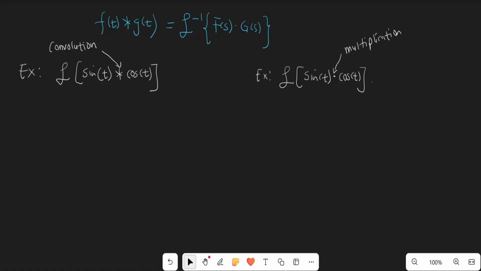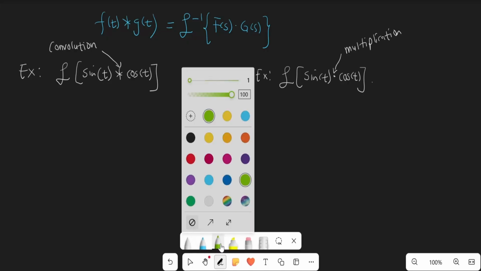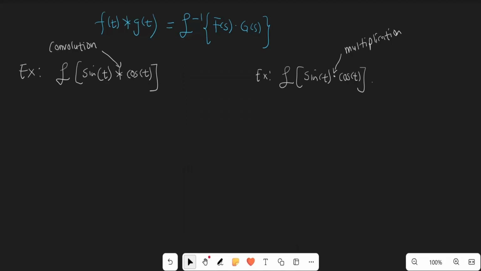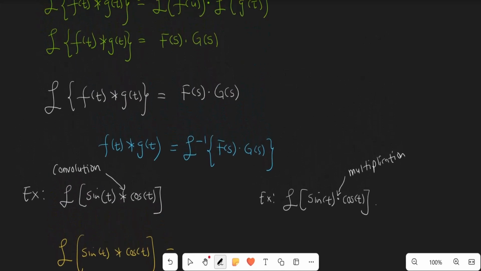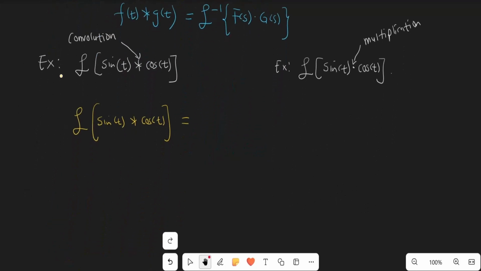Convolution. So the two are completely different, and the Laplace transforms of these two will be different. So now let me do them separately. The first one, the Laplace transform of sine of t convoluted with cosine of t, is equal to, just using the formula that we derived: the Laplace transform of the convolution f of t convoluted with g of t is equal to capital F of s multiplied by capital G of s.